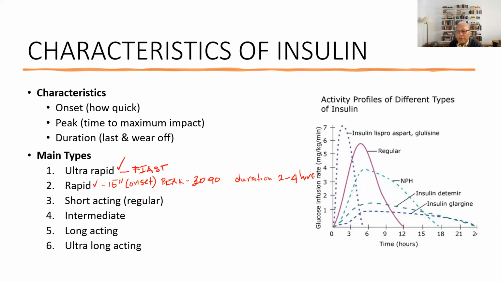Okay, so compare that now to the short-acting or the regular insulin. An example of that would be Humulin R. Short-acting insulin is going to have an onset of half an hour. So the onset is half an hour. And the peak is going to be anywhere from 2 to 3 hours. And the duration is going to be anywhere from 3 to 6 hours.